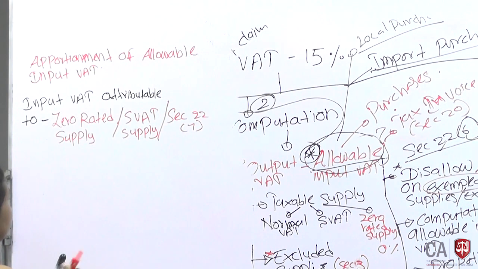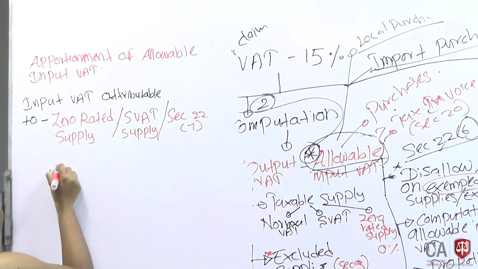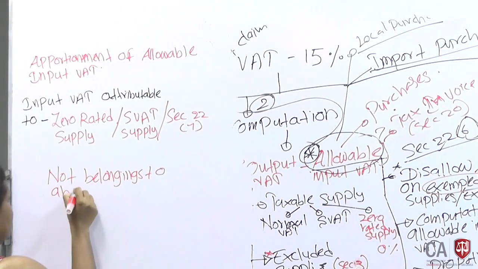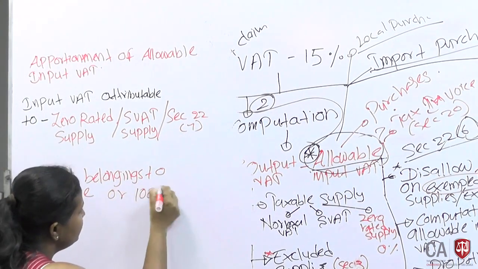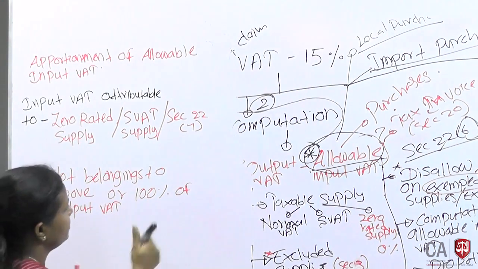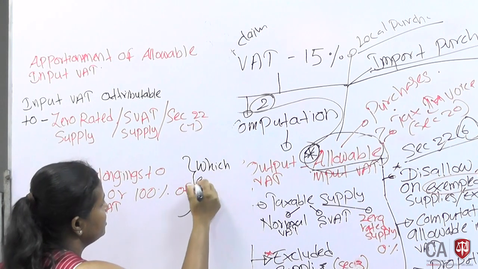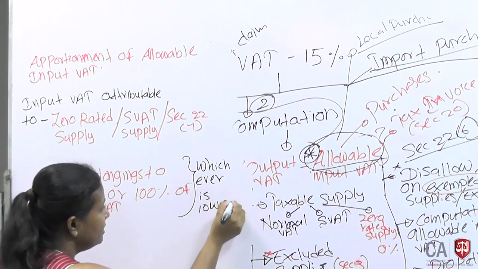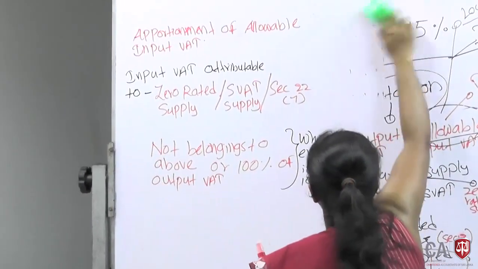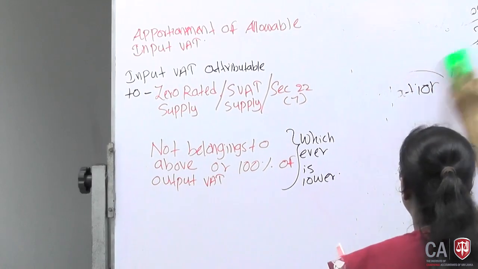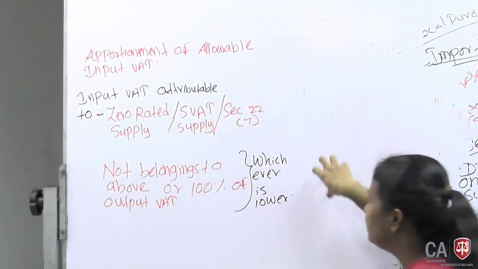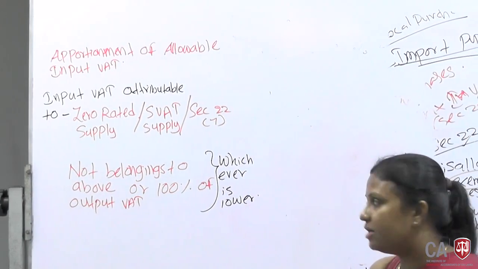Then after that, this and the not belonging to above, or 100% of output VAT, whichever is lower. This is the apportionment. Then you should take this one, as per the VAT Act, and even practically you will touch this with the value added tax return. This is again the apportionment, very clearly mentioned in section 22.6 of the Act.